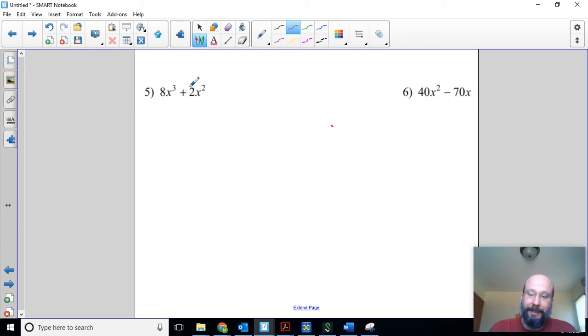So 8 and 2, I can put it in Desmos. And let's say you put it in Desmos and you check it, and the GCF of 8 and 2 is 2. Now I look at my variables with exponents, x to the third and x to the second. So I can take the smallest one, which is x to the second.